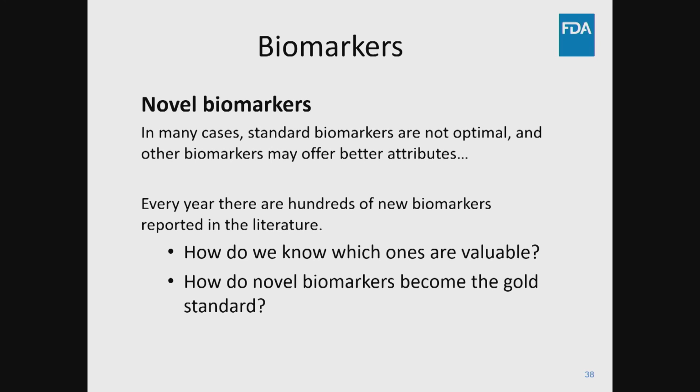In many cases, standard biomarkers are not optimal, and other biomarkers may offer better attributes. However, every year there are hundreds of new biomarkers reported in the literature that potentially have new uses in drug development or in clinical practice, or might simply be a better indicator of some process than the current gold standard. But how do we know which ones are actually valuable for use? And how do these novel biomarkers become the gold standard instead of the ones that we're currently using?